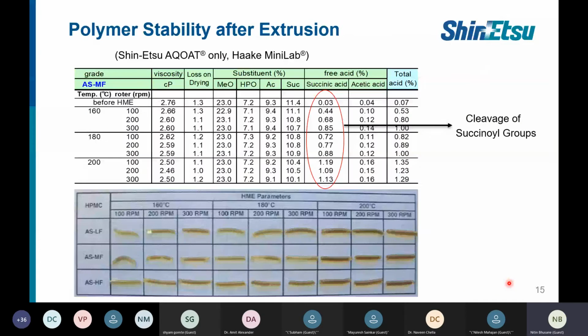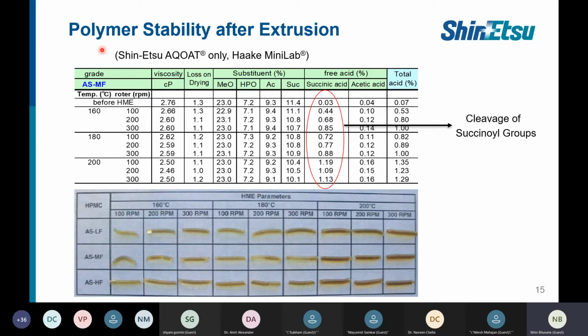Generally, the glass transition temperature of the polymer or the melting point of the drug, you will come to know before starting the experiment. But while you are running the process on the HME, as I mentioned, you are applying a kind of shear to the polymer, and that shear will also, to some extent, affect the polymer property. And this is affecting the polymer stability.